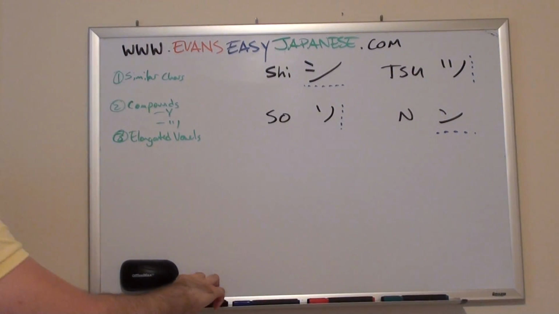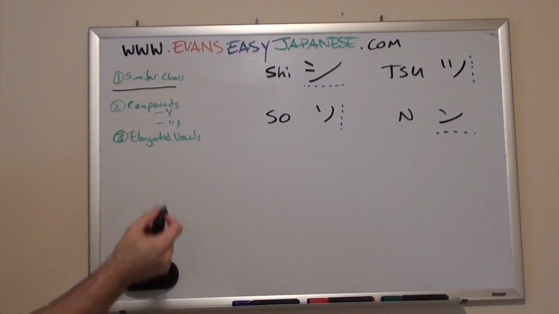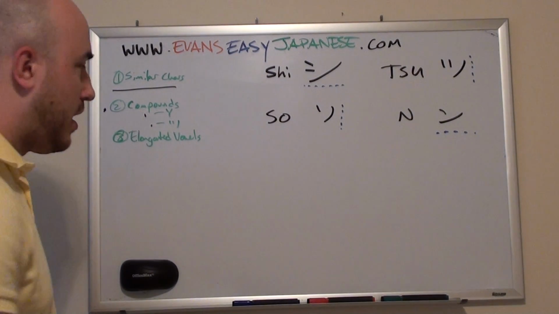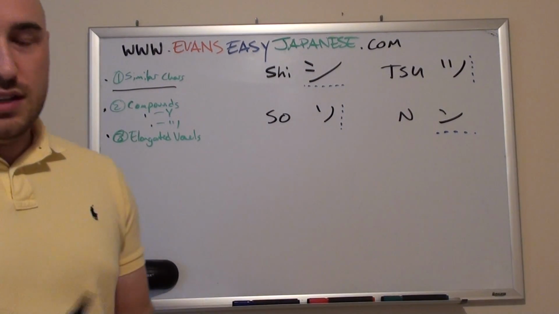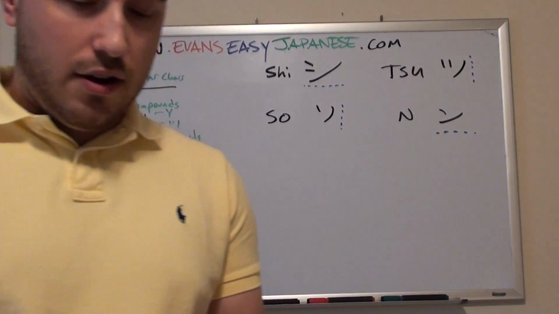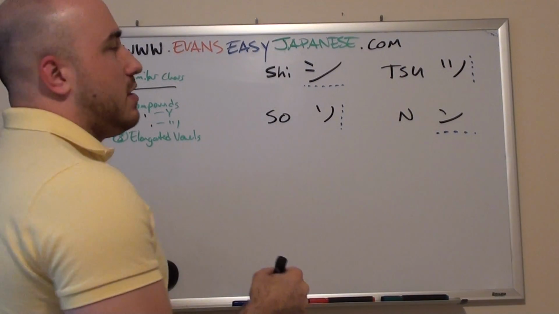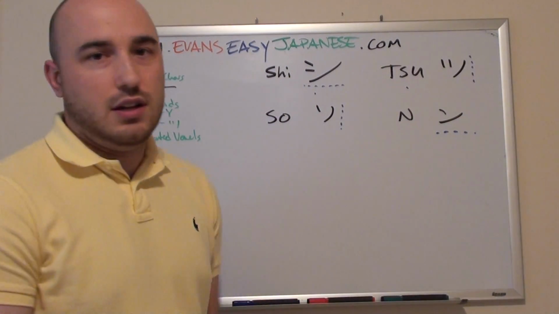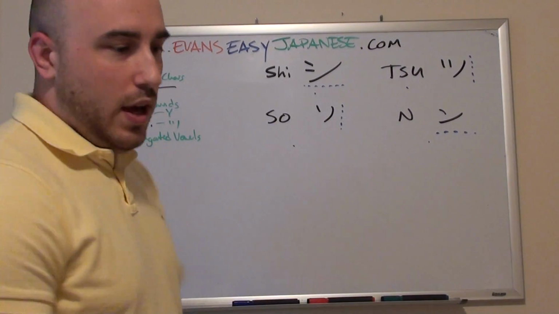Today we're doing three things. We are going over similar characters. We're going over compounds that you can do, very similar to hiragana. And we're going to learn something that's a little bit weird about katakana: how to elongate vowels in katakana. As you might have noticed when you were studying, shi and tsu look really similar. So and n look very similar as well.